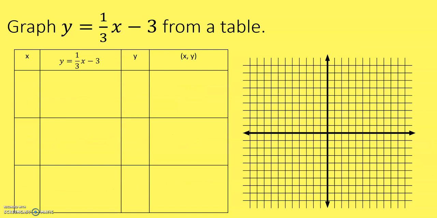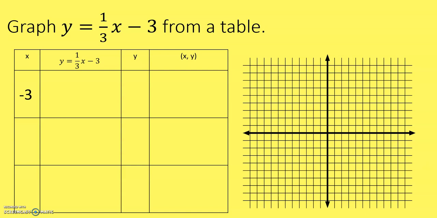We're next going to graph y equals 1/3 x minus 3 from a table. Our table is set up the same way. This time we're going to be a little more careful with the x values we choose. Look at that fraction of 1/3. We don't want to have to try and graph fractional increments. So the x values we choose, we want to be multiples of 3.